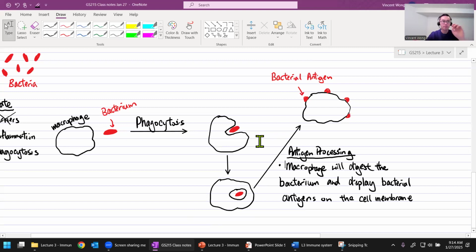Not all phagocytes can do this, but macrophage can. Okay. Neutrophils do not do that. Neutrophils just eat them and then move on and eat some more. But macrophage will do this. Okay. Copy it down, and I will tell you what it does.